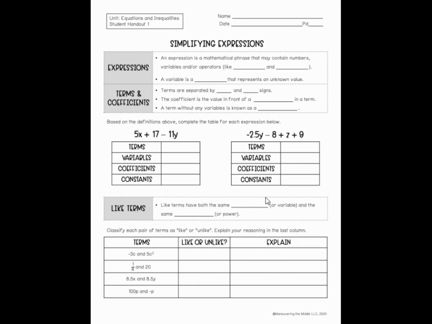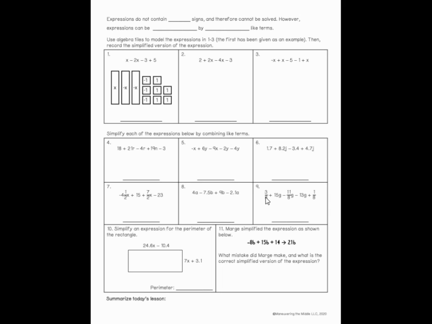All right, one more sheet. Let's go over it. On the back, or the second page, we want to understand how to simplify expressions. Expressions do not contain equal signs, and I talked about this earlier. Therefore, they cannot be solved. However, expressions can be simplified by combining like terms. So we can combine them by the same like terms.